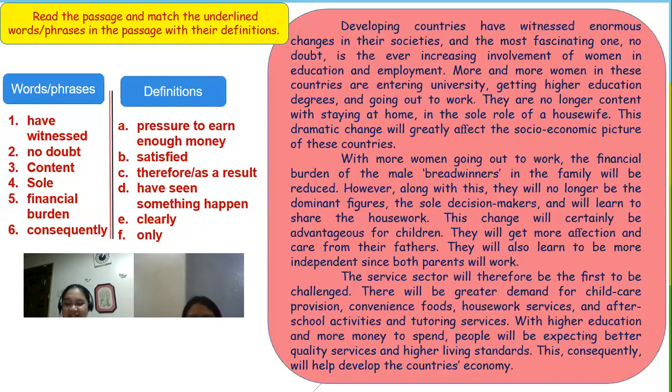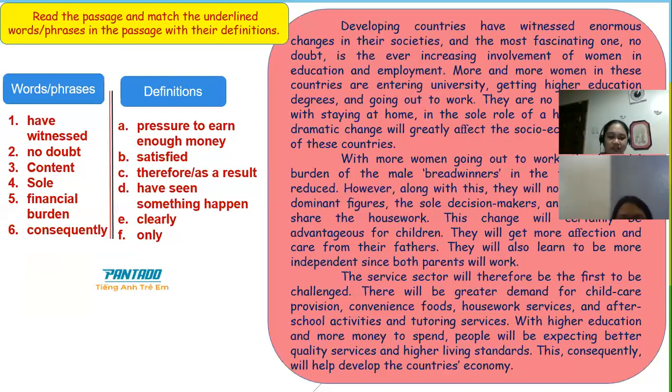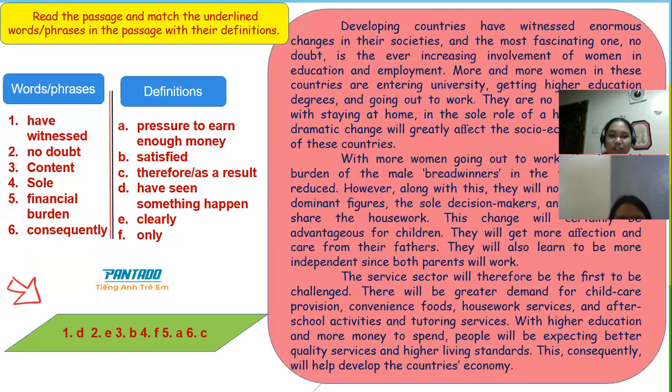Wow, so fast. All right, let's see. Number one, letter D. Number two, letter E. Number three, letter B. Number four, letter F. And number five, it's letter A. And number six, it's letter C. So your wrong answers are three and four. So you've got four correct answers.